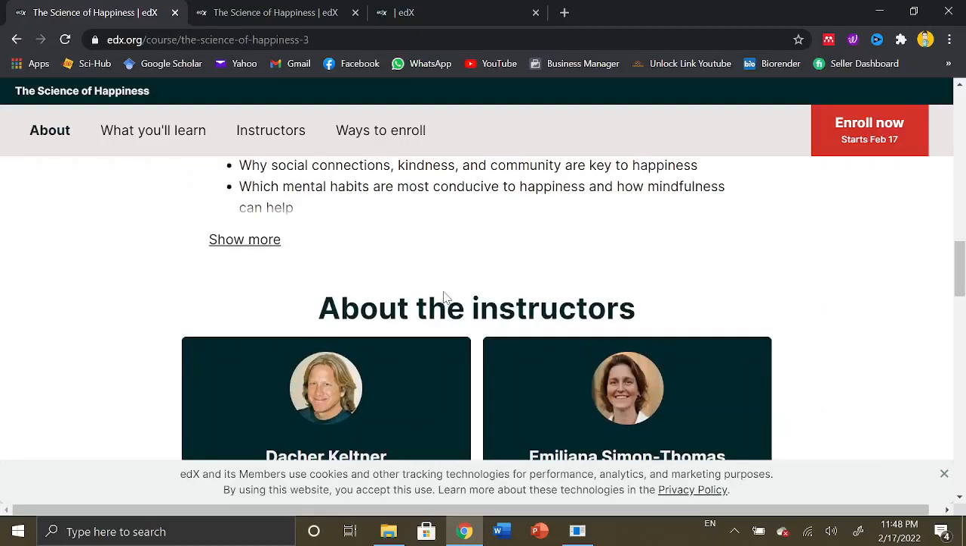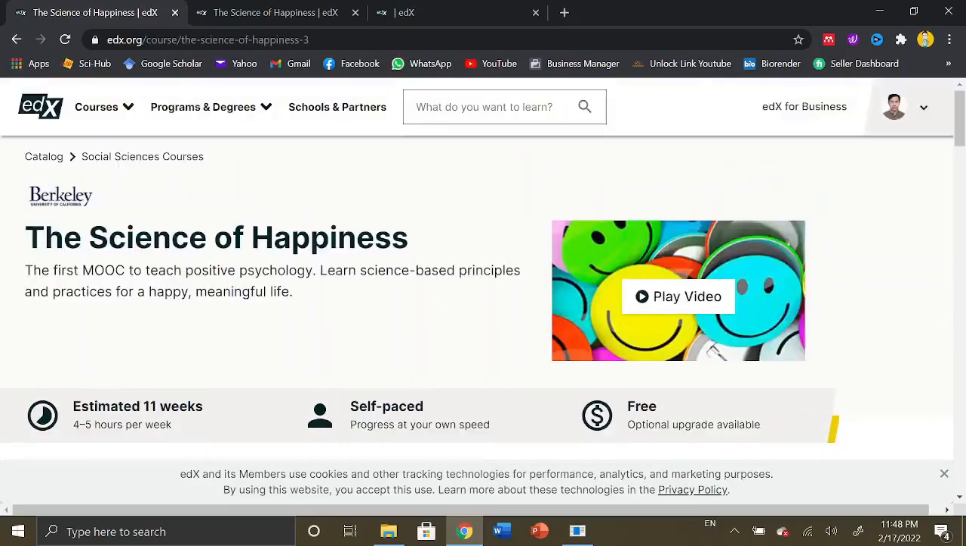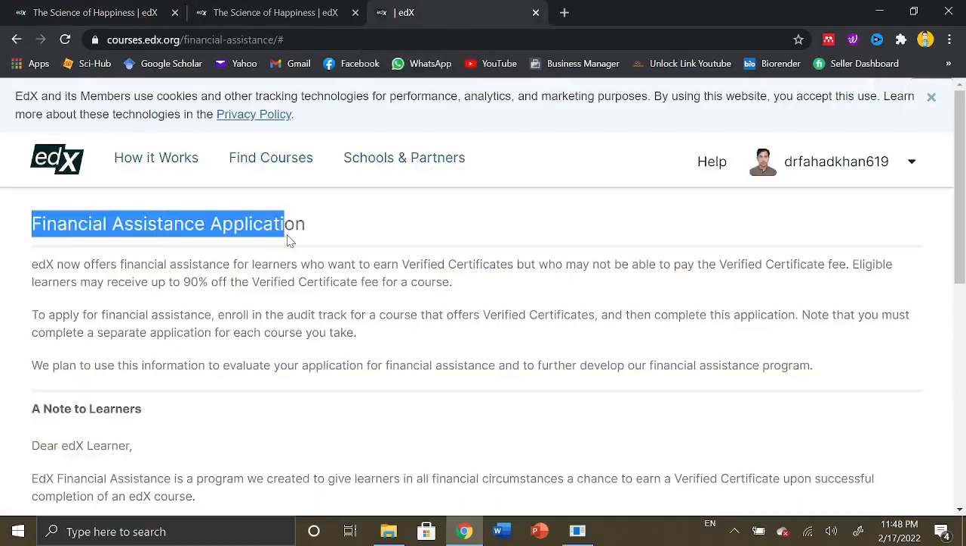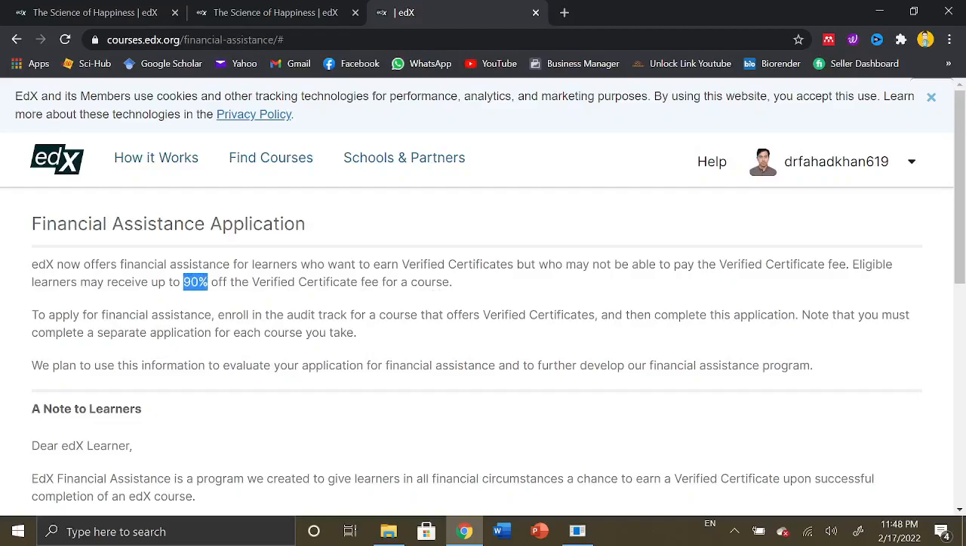Once you enroll in the course, there is an option to apply for financial assistance. Here are the details about the financial assistance application. edX now offers financial assistance for learners who want to earn verified certificates but may not be able to pay the verified certificate fee. Eligible learners may receive up to 90% of the verified certificate fee of a course. So you can get 90% off, which is a big deal, by applying for this financial assistance.